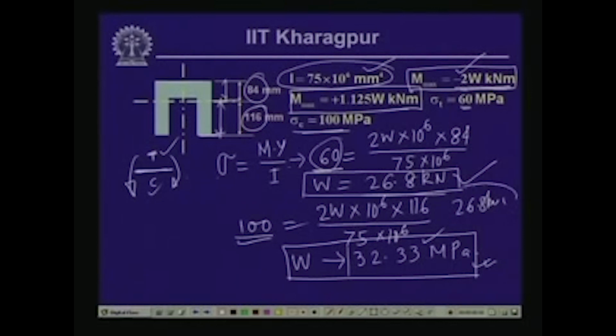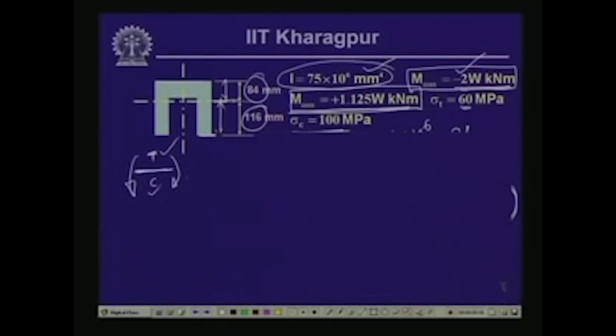Now, before we take a decision on this particular loading, we will have to check the stresses that develop with respect to the positive bending moment. Now, let us compute the value of the stresses that develop because of the positive bending moment, which is of magnitude 1.125 W. Now, the positive bending moment, which is of this kind, will cause compression at the top and tension at the bottom.